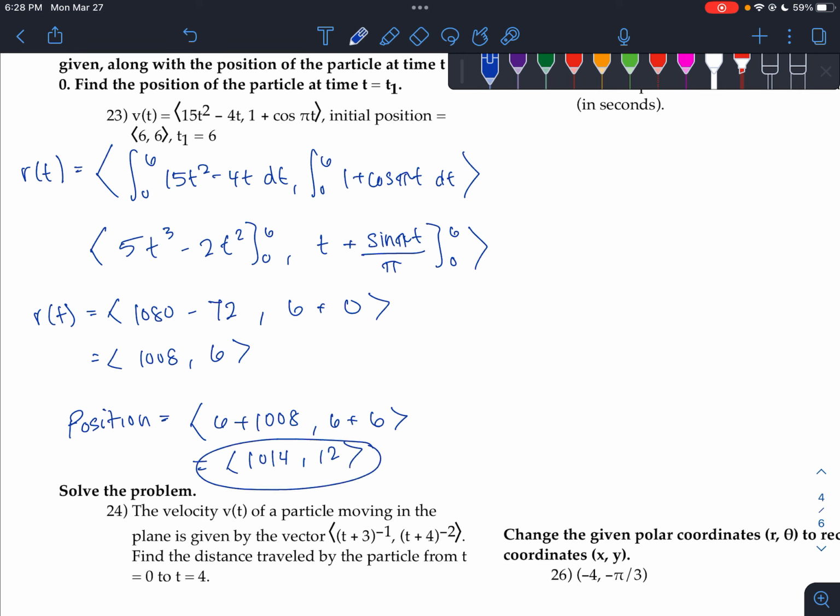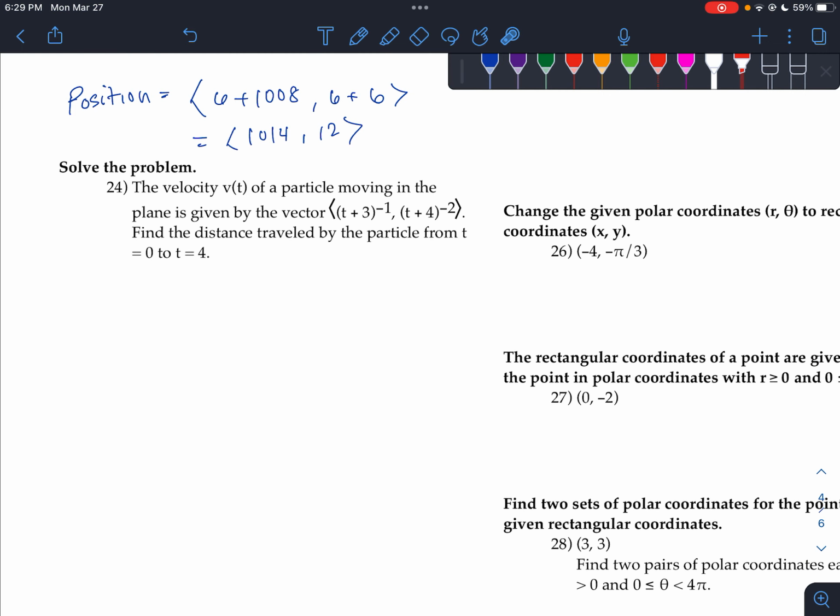So this is the new position. Don't forget to add on the initial position. Remember that the integral from 0 to 6 of your x and your y over a given time interval is the displacement, not the position. Don't get that mixed up. We moved this much in the x, but we were at 6. We were at 6 in the y, but we moved 6, so we're going to be at 12 right there. So that's the new position.